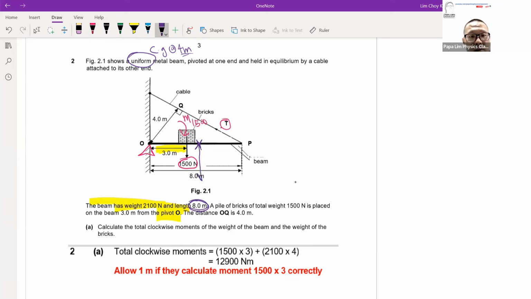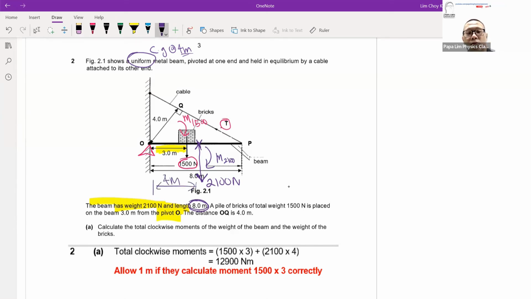This will be the weight of the beam, which is 2100 Newton. And the weight of the beam, with respect to the pivot, will also have a clockwise moment, M2100. And the distance between them will be 4 meter.